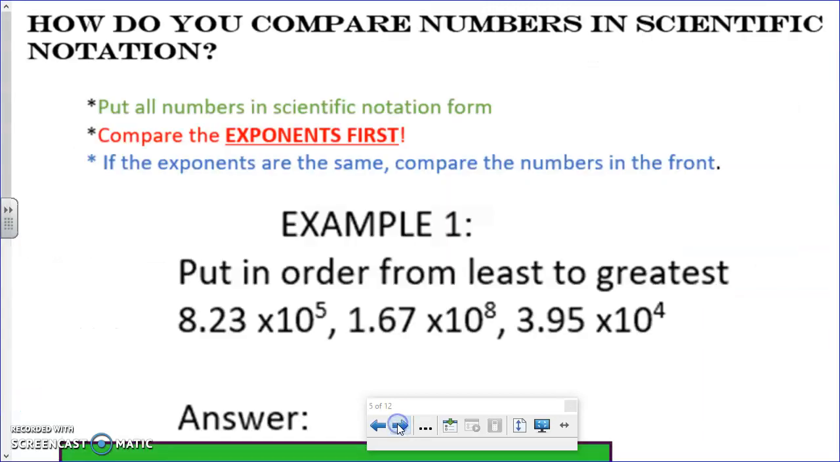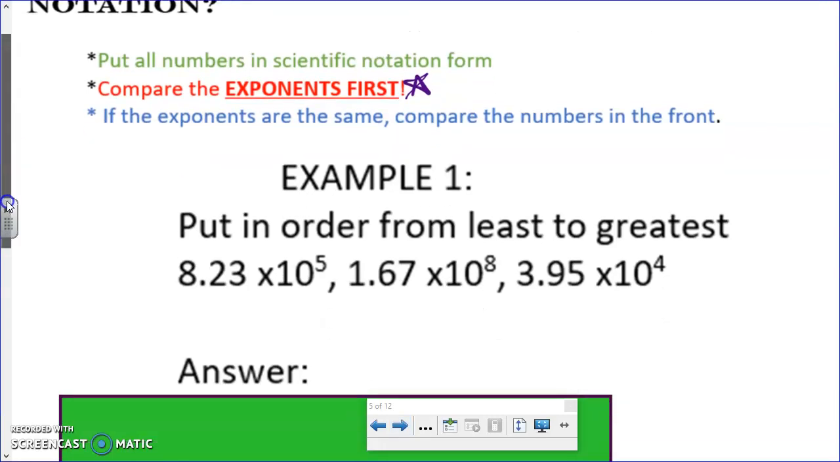You should have a blue sheet on your desk. So when we are comparing and ordering numbers in scientific notation, the first thing you have to do is put all the numbers into scientific notation. Then you are going to compare the exponents first. If the exponents are the same, that's when you compare the numbers in the front or the decimals. So let's look at example number 1.